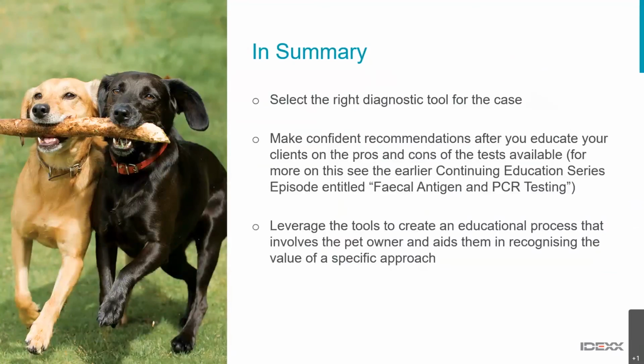So in summary, what we need to consider is choosing the right test for the case. For preventive care, the antigen test is our first choice. But if we've got patients that are unwell and have diarrhea, the ova and parasites, the antigen test, and the PCR in appropriate situations. There's a previous continuing education series episode on the antigen and PCR testing if you want some more detail. And we've got some tools that you can share with clients to help educate them and help them understand the value in your recommendations for routine fecal parasitology.